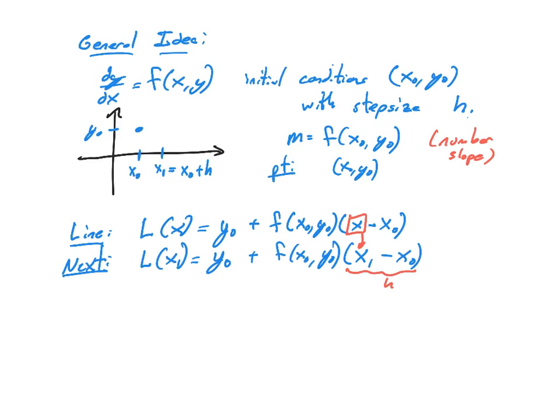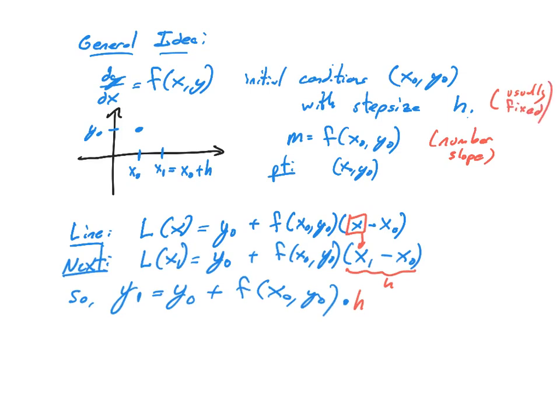So to recap, y sub 1 is approximately, or I'll just define y sub 1 to be equal to the next step: y sub naught plus f of x naught comma y naught, and you hope that works, times h, times this distance h. Now h is usually fixed. I forgot to mention that, but it's usually a fixed number, so the steps don't change.